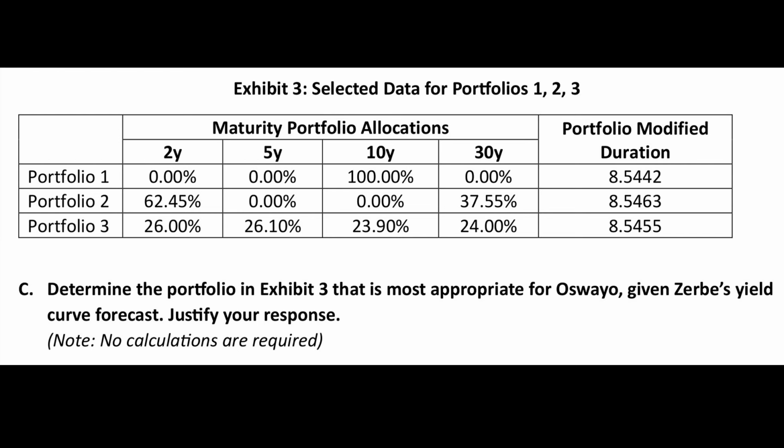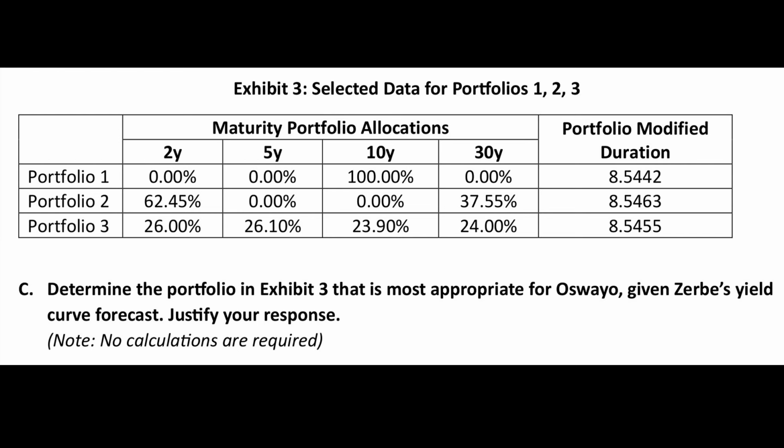If somebody applies brains, straight away you should look at 30-year, which has the highest allocation to 30-year. Portfolio 2, 37.55%. Portfolio 3 has a lower allocation, 24%. Portfolio 2 has the highest allocation. So portfolio 2 will benefit the most. Okay, further to your knowledge, you can see that portfolio 1 is a bullet portfolio. It's unnecessarily putting 100% in 10-year. The yield is not going to change. So it's not going to benefit from the active forecast of the flattening of the yield curve.